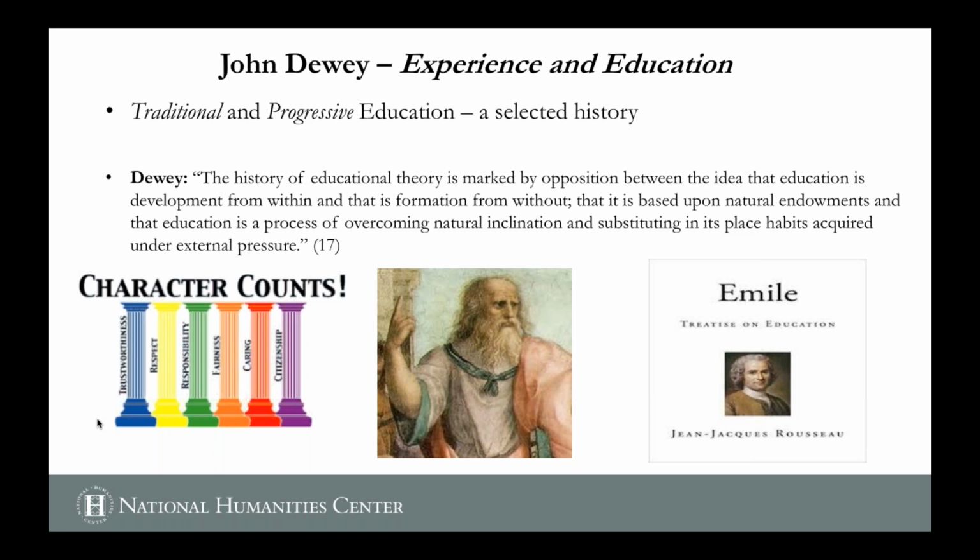So for example, Character Counts, a national character education program, has key character traits or virtues, right, that in our society we think are important to instill in children. And the program is really based around the idea of socializing children to those important values and virtues. So it's adopting a traditional model in that way. So those are a couple historical examples of what Dewey means by this. But let's go to a closer look at breaking the models down.